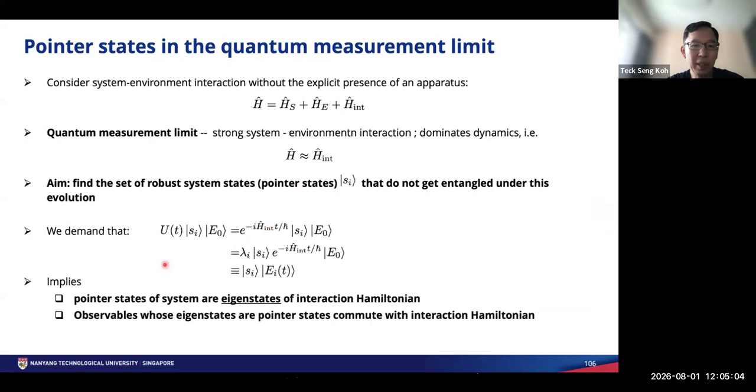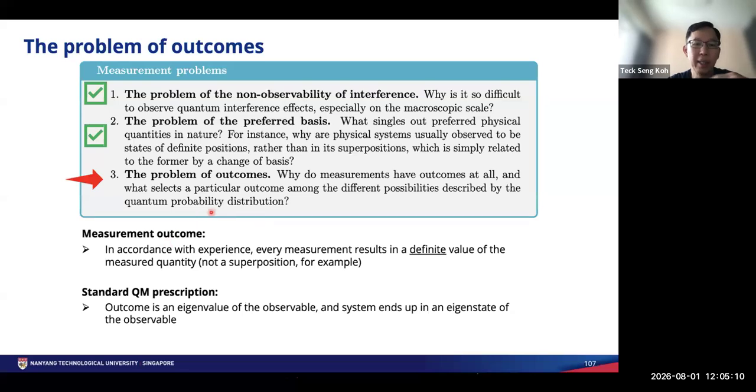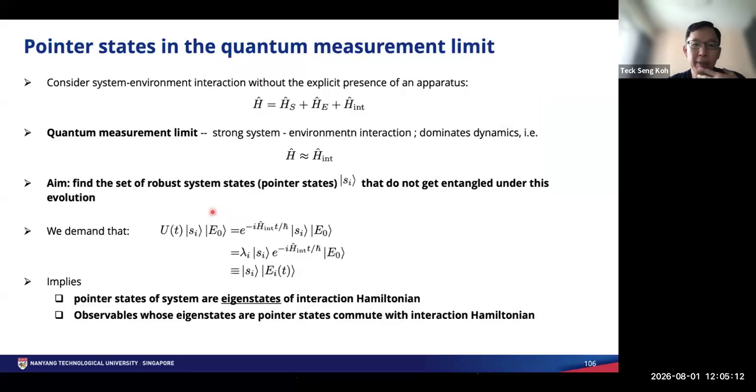If the interaction is such that the environment measures the position of the system, then a superposition of position states becomes prone to loss of coherence. Okay, you cannot see that kind of interference.